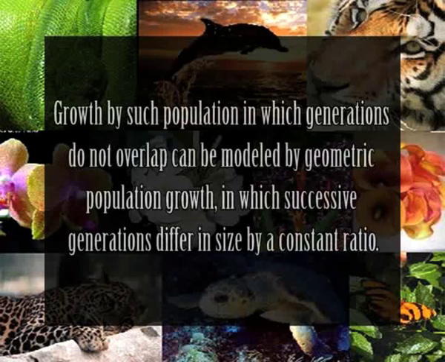Insects and plants that live for a single year and reproduce once before dying are examples of organisms whose growth is geometric. In these species, a population grows as a series of increasingly steep steps rather than as a smooth curve. Growth by such populations in which generations do not overlap can be modeled by geometric population growth, in which successive generations differ in size by a constant ratio.